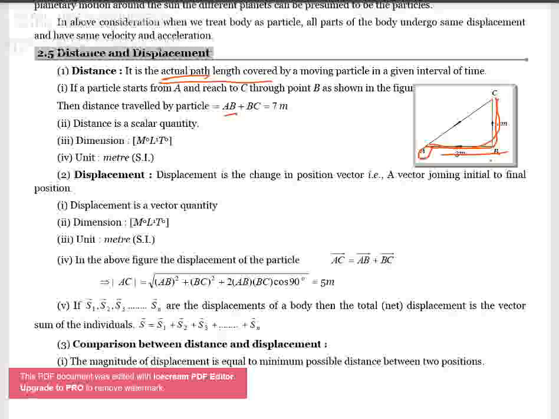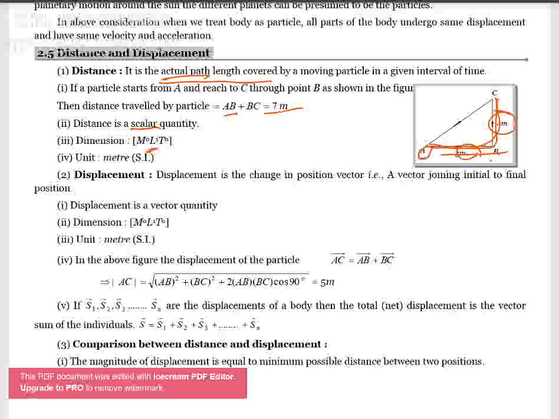Therefore, he moves to point C in such a path. Therefore, the length AB plus BC is the magnitude. AB is 3 and BC is what? 4, and the distance is how much? 7. Then distance is what? A scalar quantity, as we saw last time. And the dimension of distance is what? L to the power of 1 only.